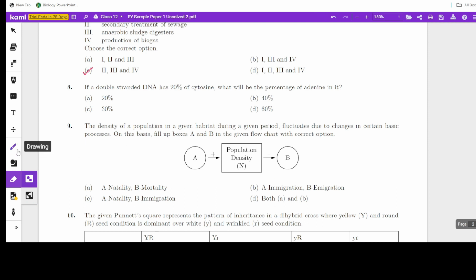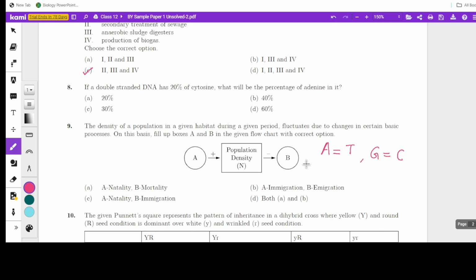This can be interpreted like this. That is, adenine will always be equal to thymine and the number of guanine will be equal to cytosine. So it can be written like this: adenine plus guanine will be equal to thymine plus cytosine. That is, the number of adenine and thymine will always be the same, and the number of guanine and cytosine will always be the same. So here they have given that 20% is cytosine. So cytosine will be 20%, right? And therefore guanine will also be 20%.